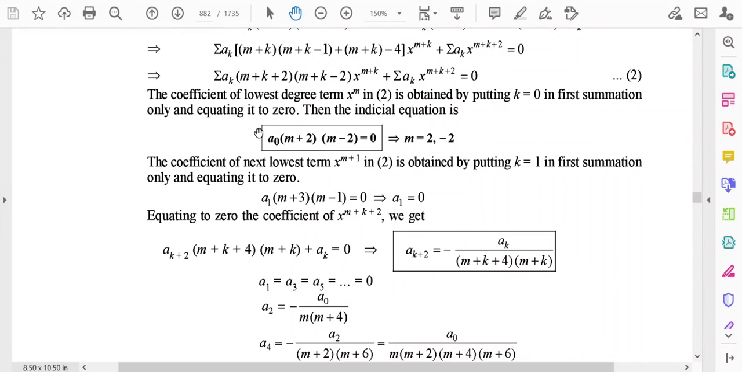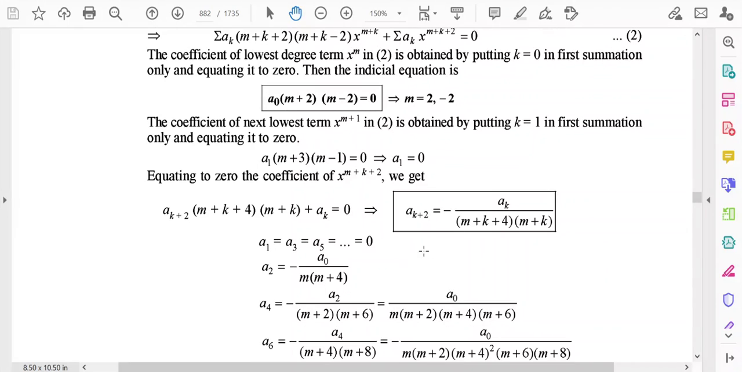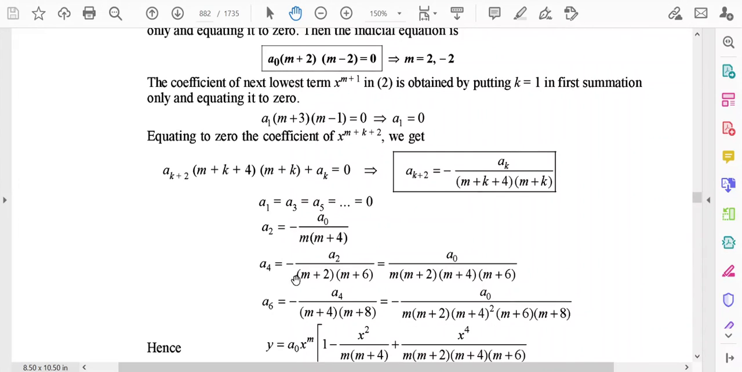So this will be a k plus 2. This one is m plus k plus 2. So we are writing k plus 2 in place of k. So m plus k plus 4. Then m plus k minus 2, but we are writing k plus 2 in place of k. So this will be m plus k plus ak, that is from the second term. This is 0. So this is the general recurrence relation, and from the general relation we can see that a1 is equal to a3 is equal to a5 is equal to 0, and we can also calculate a2, a4, a6.